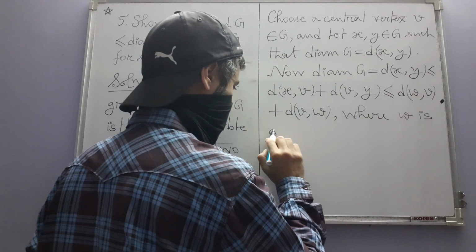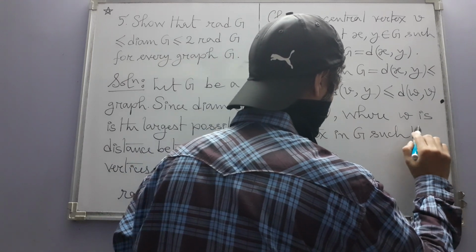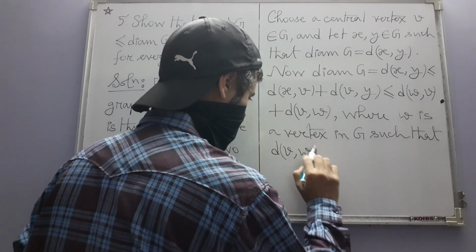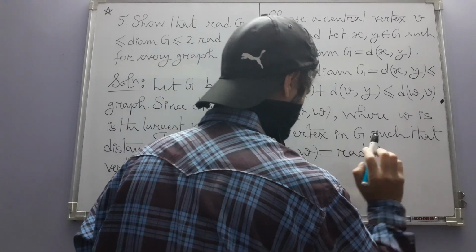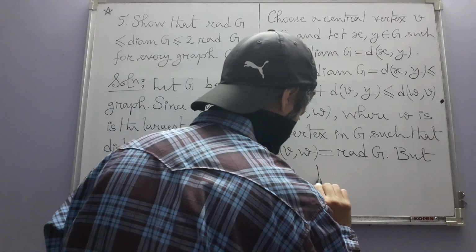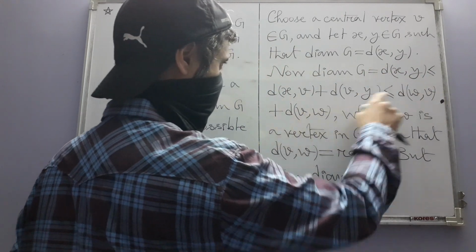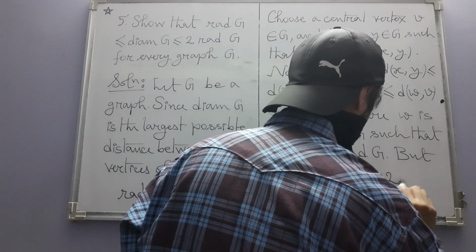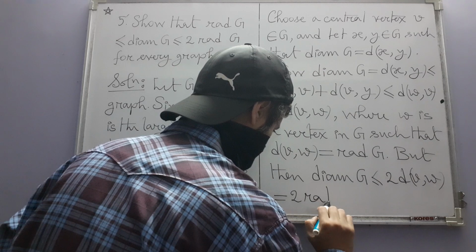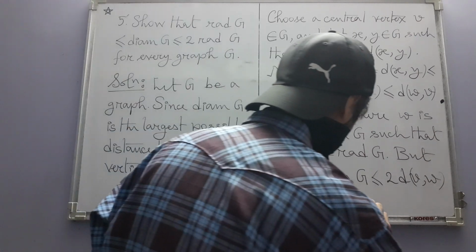Where we of course have to now write where W is a vertex in G such that the distance between V and W is the radius of G. But then our diameter, we have proven that the diameter of G is less than or equal to 2 times this value, which is equal to 2 times the radius of G. So that's how we have established the second inequality also. So that completes the solution.